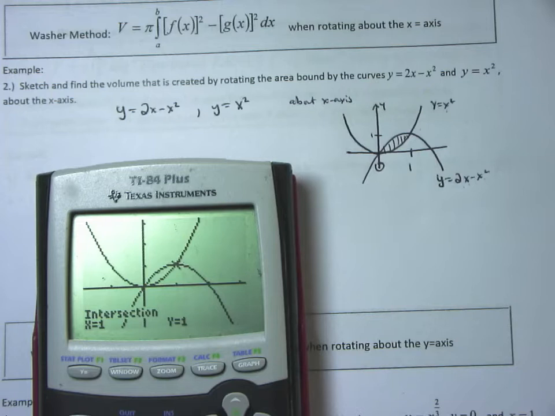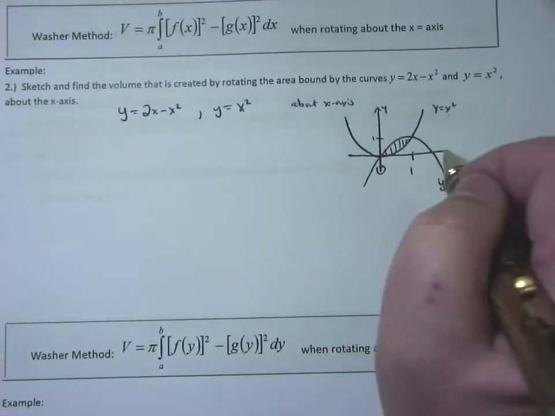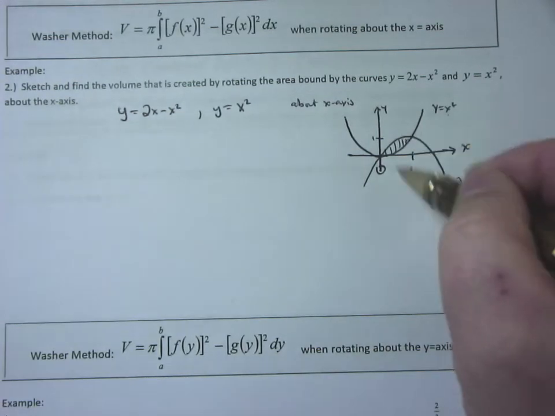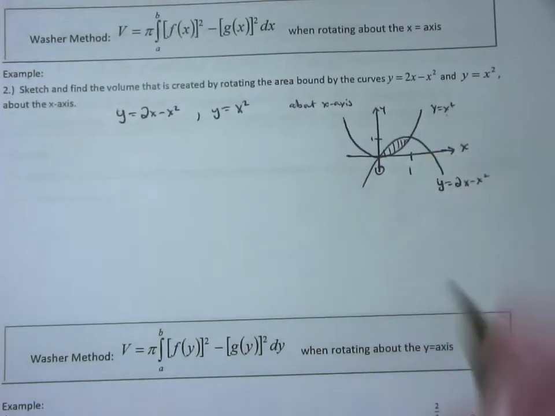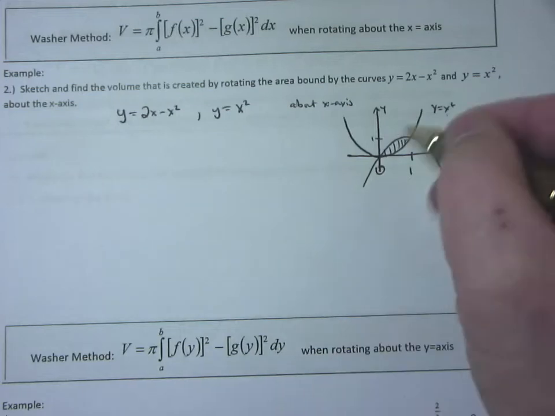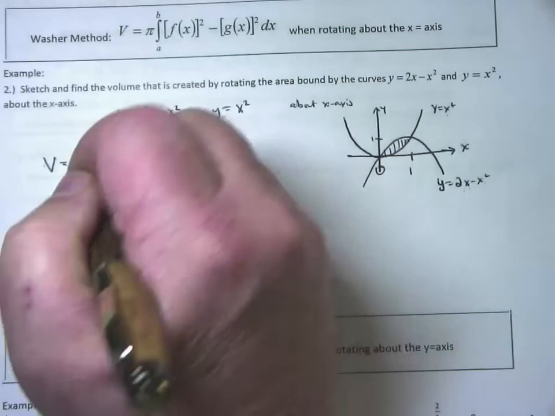Okay? So, now, let's find this volume. We're going to rotate this guy about the x-axis. So I envision rotating it, but I'm not going to draw my region yet. I'm going to envision rotating this thing, but what I see here is I've got a top function and a bottom function on my region. So that means when I rotate, I'm going to have a hole in it. That requires the washer formula.